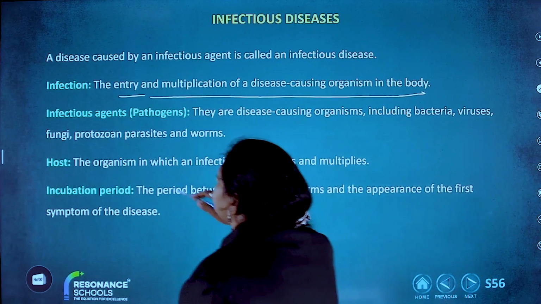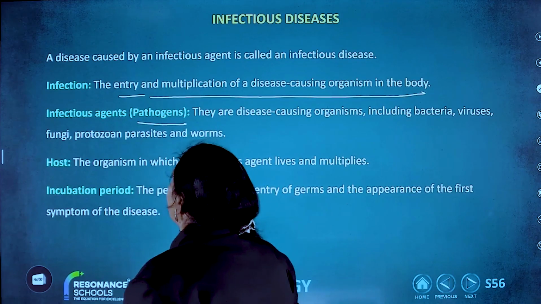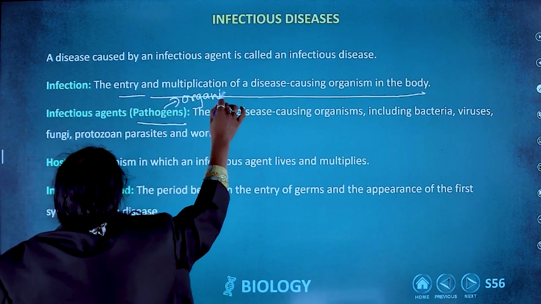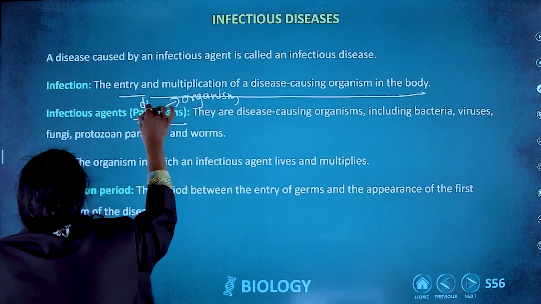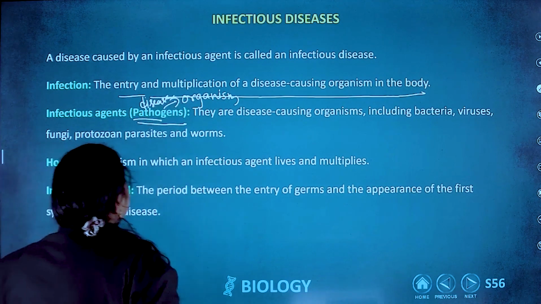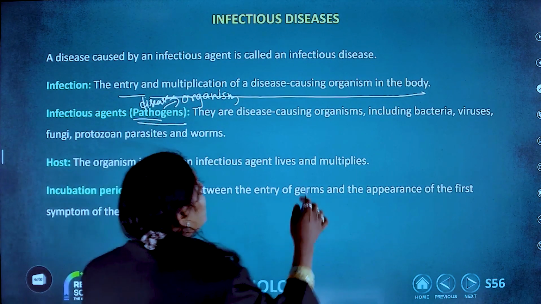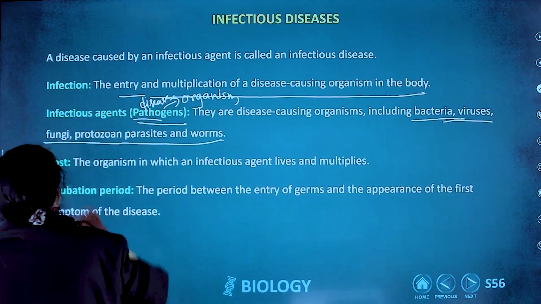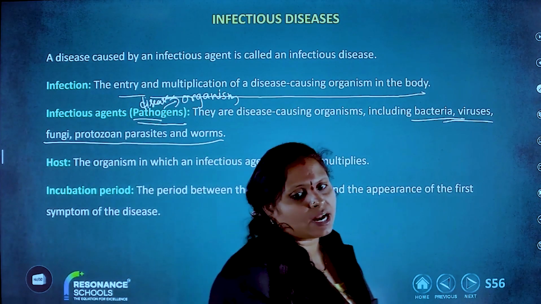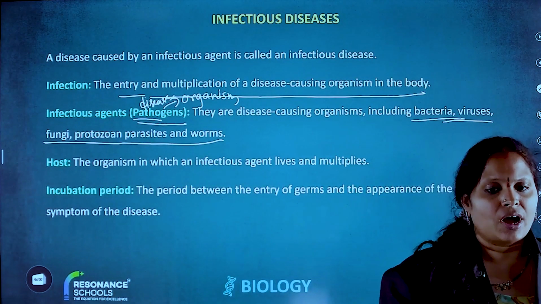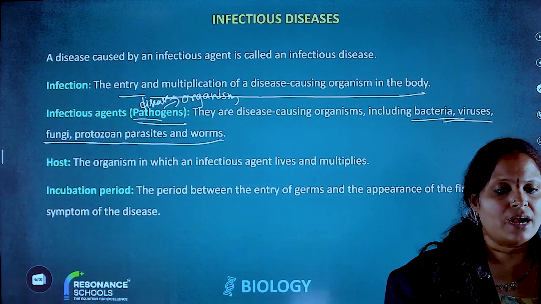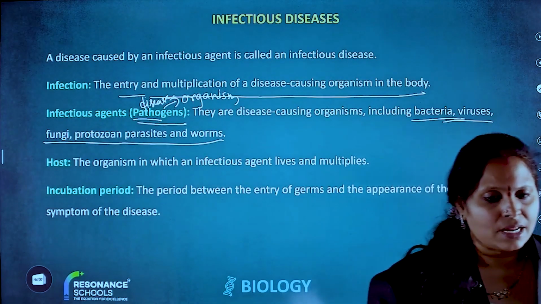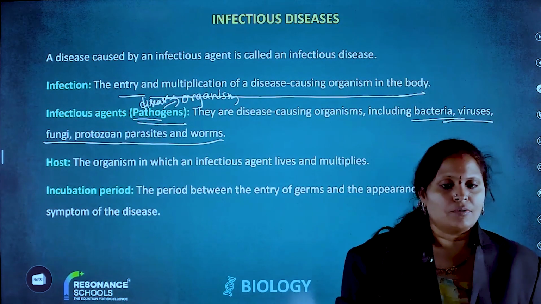Let us see. Infectious agents, those are nothing but pathogens. I told you, germ is an organism. Patho is a disease. Germ is an organism. Pathogens are disease causing organisms. These are bacteria, viruses, fungi, protozoans, parasites and worms. So, do you understand? Okay. Now, infectious agents are bacteria, fungi, viruses, protozoans and also worms.